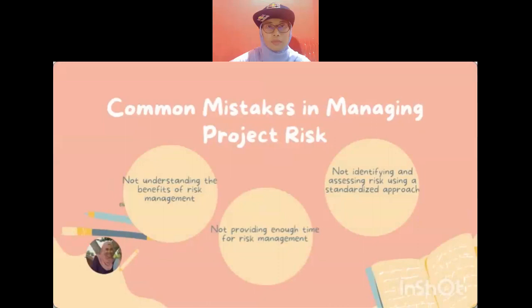These are some common mistakes done in managing project risk. The first one is not understanding the benefits of risk management. Second mistake is not providing enough time for risk management. And lastly, is not identifying and assessing risk using a standardized approach.